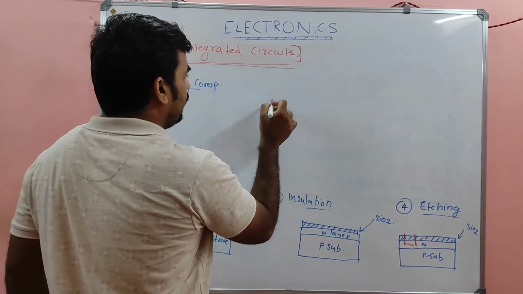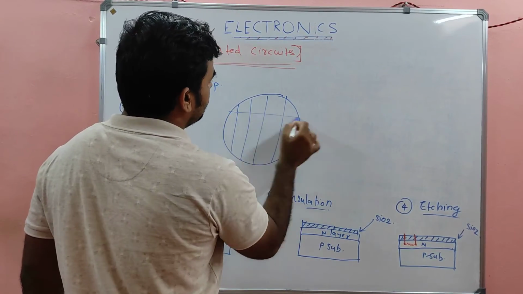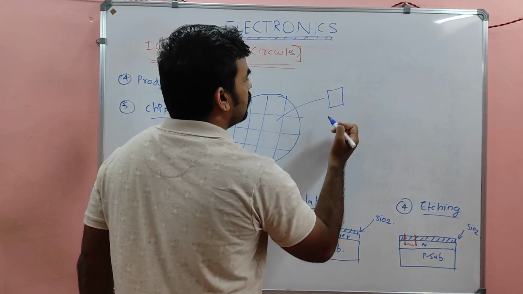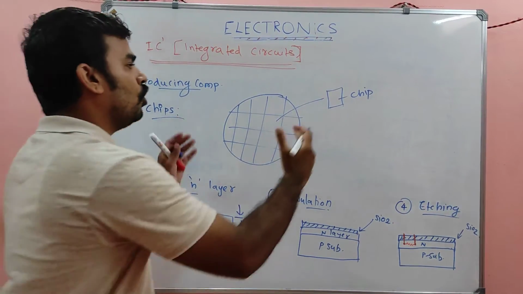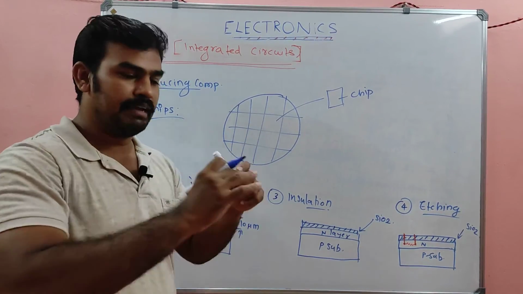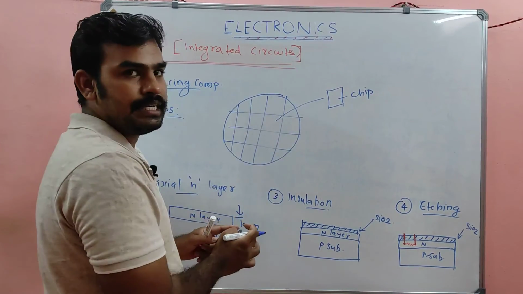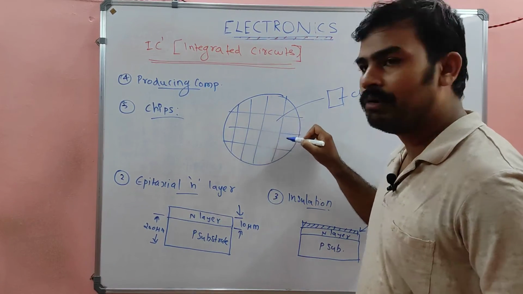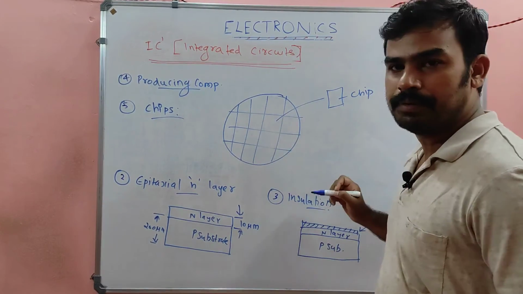That means we now have the entire wafer, divided into small areas. This area is called a chip. So many chips are there to form an IC. The whole IC contains so many components. Each component is over a particular area, and these interconnections are there. So this is called a chip.